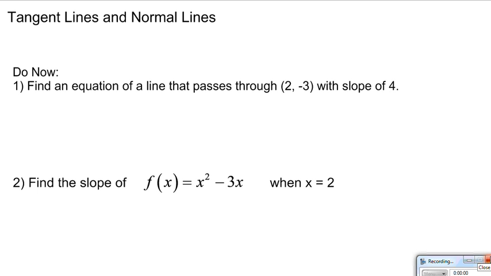We're going to be talking about tangent lines and normal lines. Now, as you do now, I want you to find an equation of a line. Let us say it passes through (2, -3) with a slope of 4. That's the first question. The second question is this: find the slope of this function when x equals 2. Those are my questions to you first.